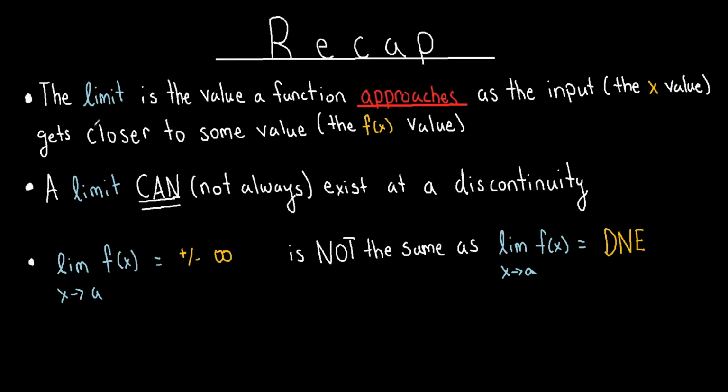So in recap, the limit is the value a function approaches as the input, the x value, gets closer to some value, the f of x value. And the limit can, not always, exist at a discontinuity. Or in other words, the point does not have to exist in order for a limit to exist. And as a reminder, if you have a limit that equals positive or negative infinity, it is not the same thing as saying that limit does not exist.